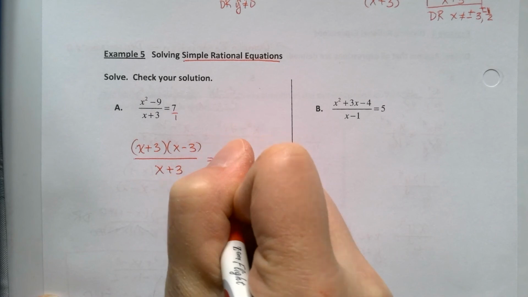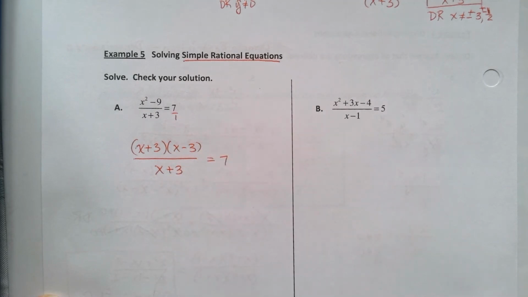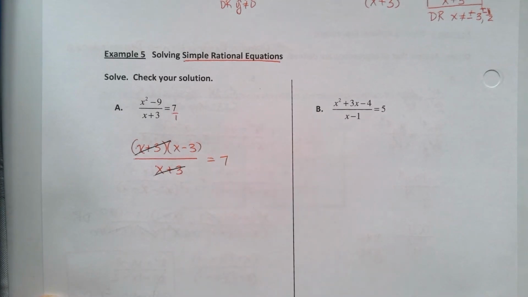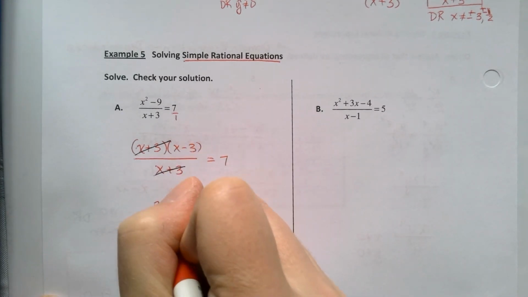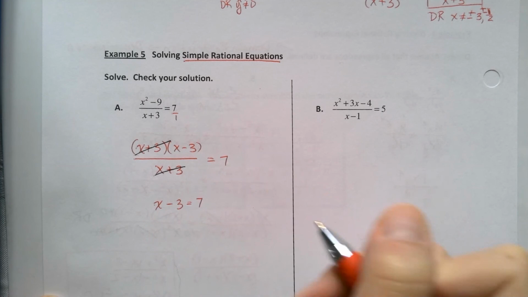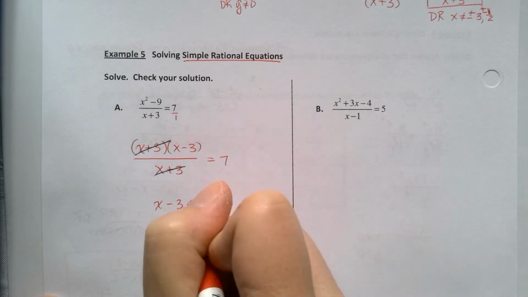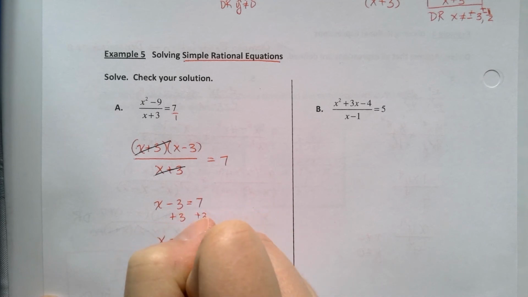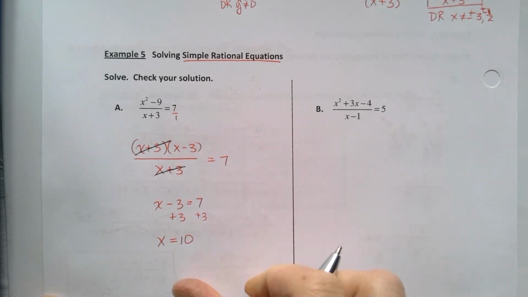It's still equal to 7, but we're focusing on cleaning up the left-hand side, and we're going to cancel out the x plus 3's. So what I'm left with is x minus 3 equals 7, which is a pretty simple equation to solve. And so I add 3 to both sides, and I get x equals 10.